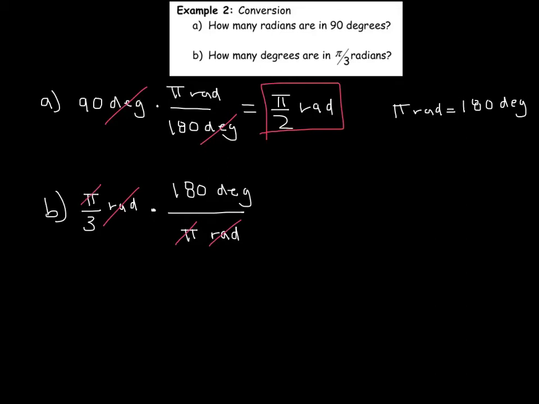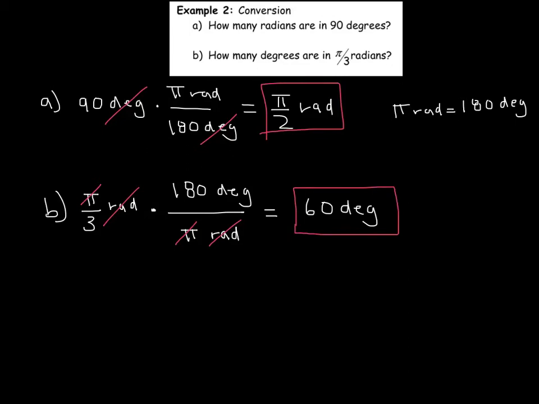Now be careful, the pi is not always going to cancel. Sometimes students will think that every time you have an angle in radians, it must have a pi. Be careful, pay attention that it will not always have a pi in it. I'll do an example of that next. But here, we end up with 180 over 3, which is going to be 60 degrees. So now every time you think of pi over 3 radians, you're going to think of 60 degrees.